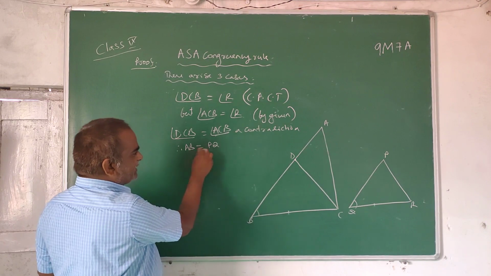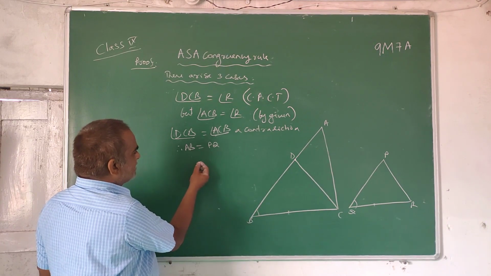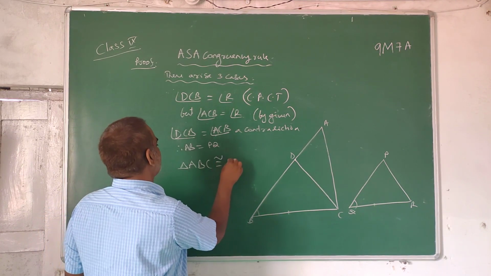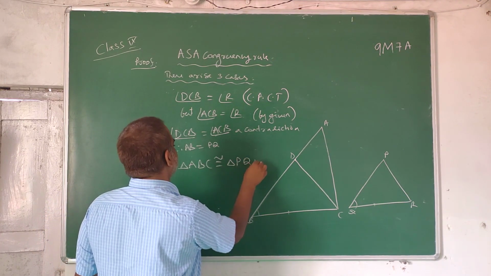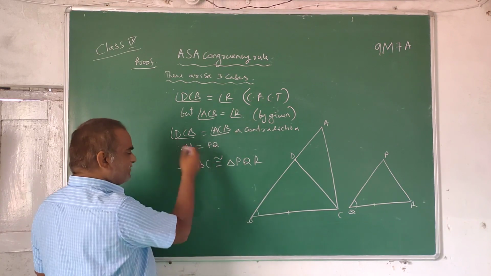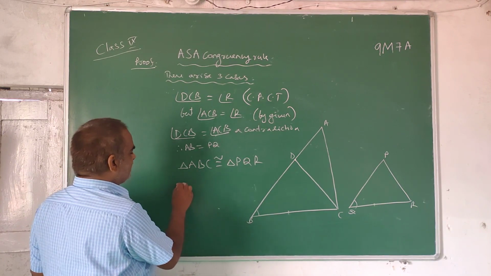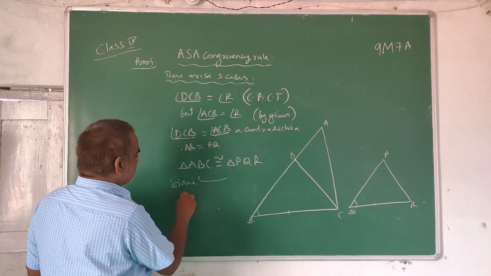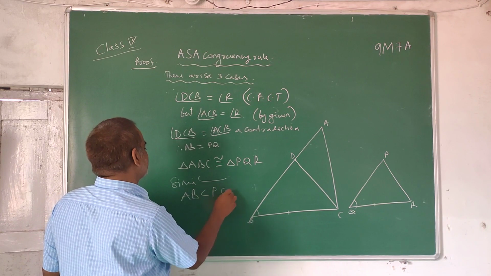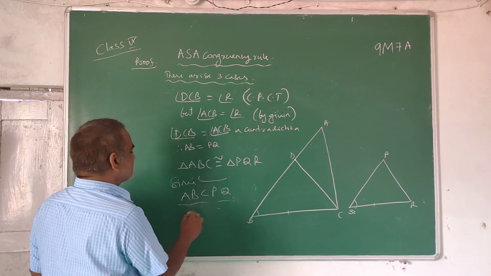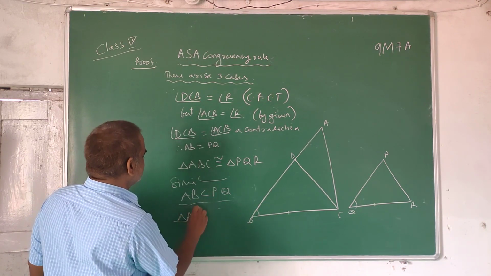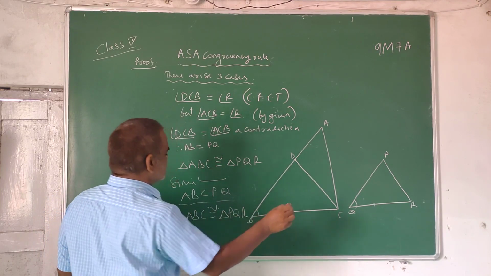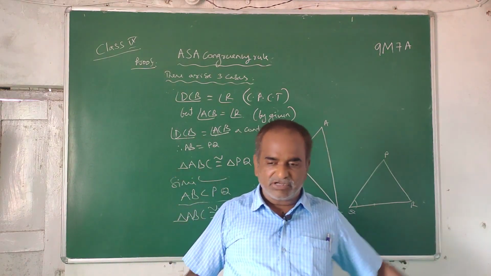So at the moment AB is equal to PQ, then again what will happen? The triangle ABC is congruent to triangle PQR by SAS axiom. Similarly, it can be proved in case 3, which is AB less than PQ. In this case also you can establish that triangle ABC is congruent to triangle PQR. So in all cases the theorem is proved. Understood?